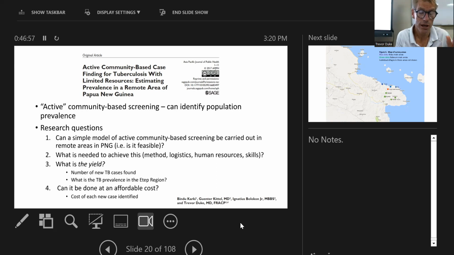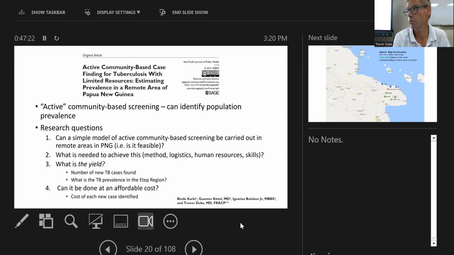And so again, you have to have research questions. The first question, in a way, many people said active screening wasn't possible in PNG, right? So the first question is whether or not you can have a simple model of active screening, of community-based screening, and it can be carried out in a very remote area. Is it feasible? Right? Because many people said it was not possible, and too costly.